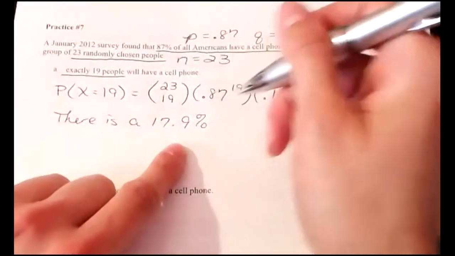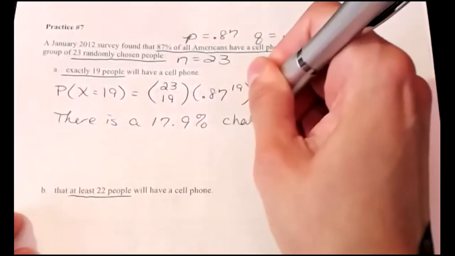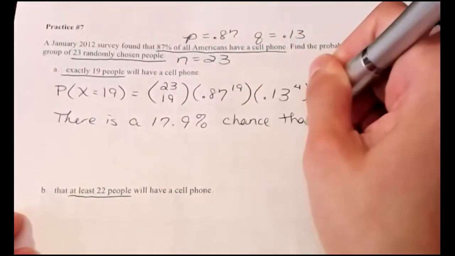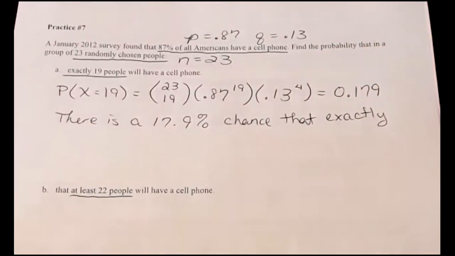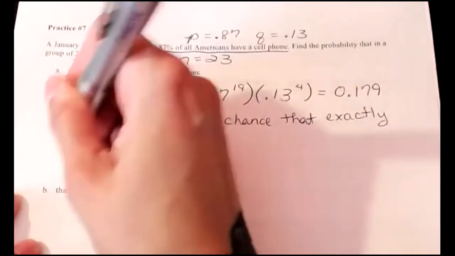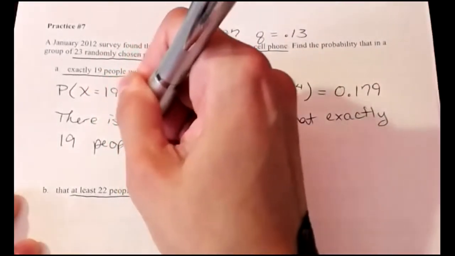So there's a 17.9% chance that exactly, notice the language that we're using. I want you to get used to this. This is how you would respond in an application problem if you were asked. That exactly 19 people will have a cell phone.